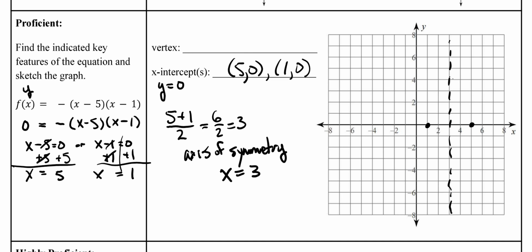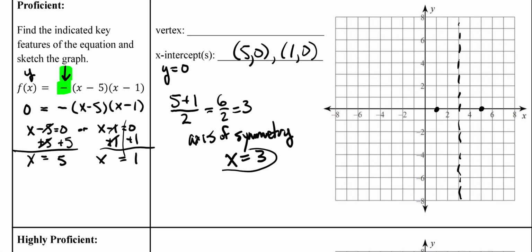I don't know if it's going to be up or down, but I do. Yes, actually I do, because of that minus there. Because of that negative, that means a is negative 1, which means this is going to open down. And the only way that this can open down is if my vertex is somewhere up here. So I just need to know where. Where does it go?